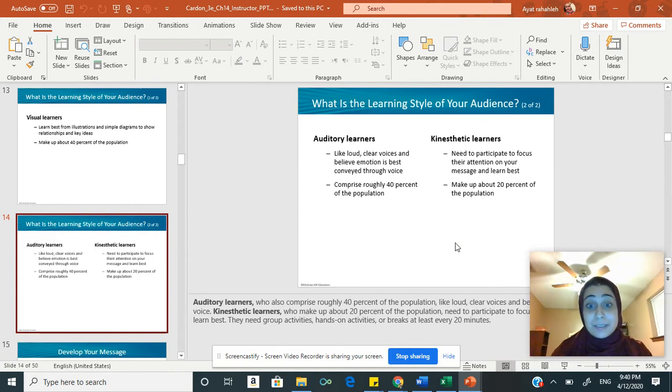There are audio learners. People like to listen through audio. Again, that's a large part of the population. There's another population that needs hands-on activities, and they're only 20% of the population. You are listening to me right now, and you know what type of learner you are. So it's really important to know what type of learner you are and who your audience is.